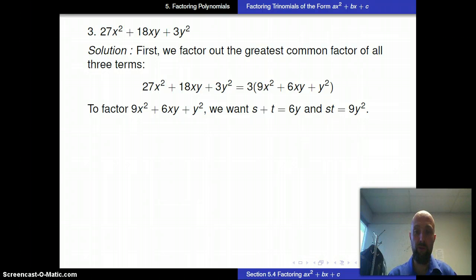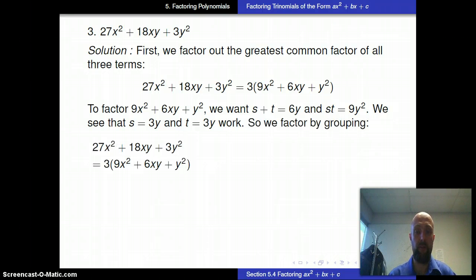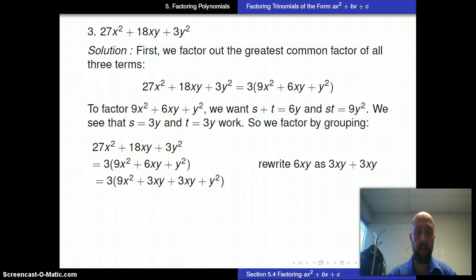We are looking for two numbers whose sum is 6y and whose product is 9y squared. We see that 3y and 3y work. 3y plus 3y is 6y, and 3y times 3y is 9y squared. So we factor by grouping. We split the term 6xy into 3xy plus 3xy, since our numbers are 3y and 3y. Next, we split into two groups.